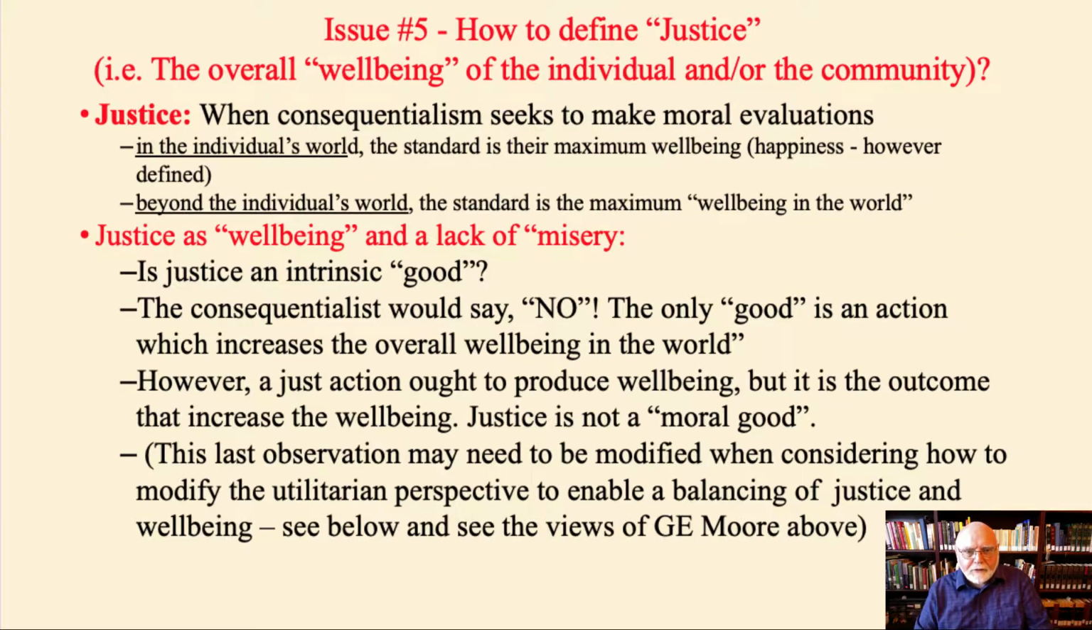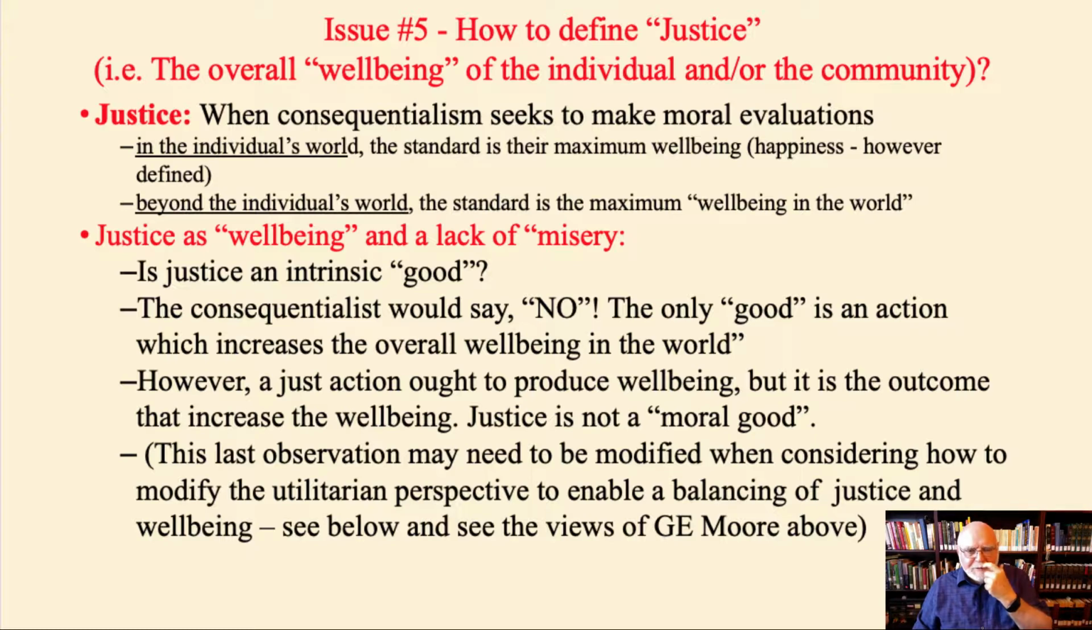It is this concept of suffering and well-being that helps define justice, or at least gives an approach to understanding justice. When consequentialism seeks to make moral evaluations in an individual person's world, the standard is their maximum well-being. But when it seeks to make a moral evaluation in the world outside the individual, in the community, it's the well-being of the world and lack of misery.